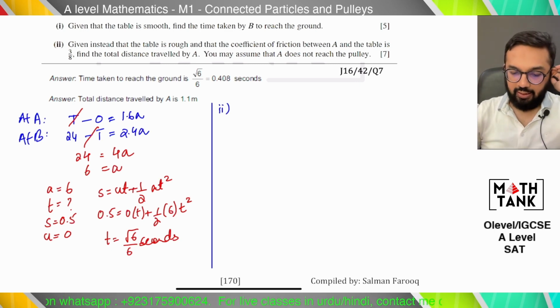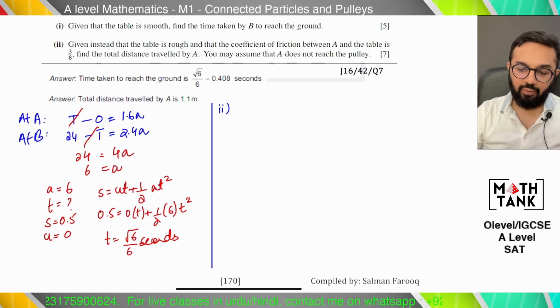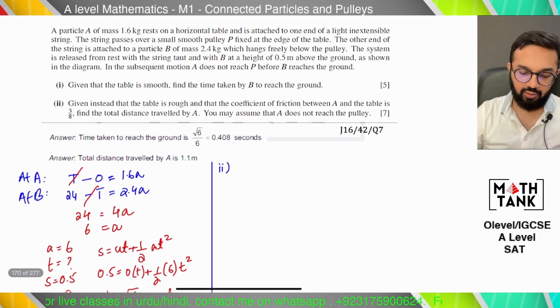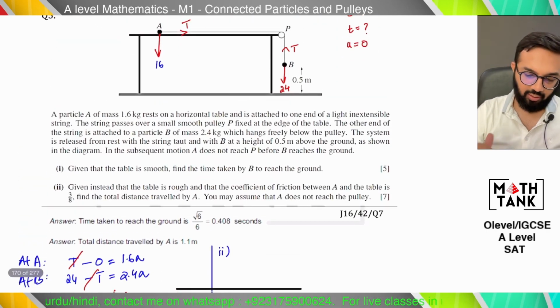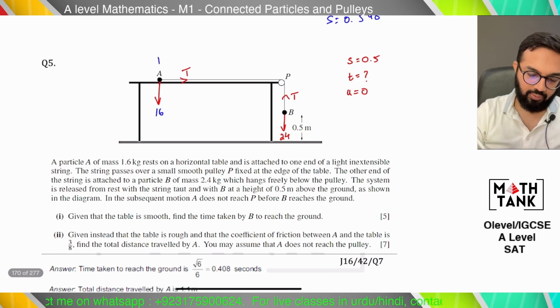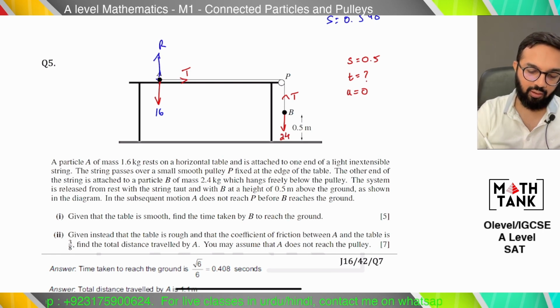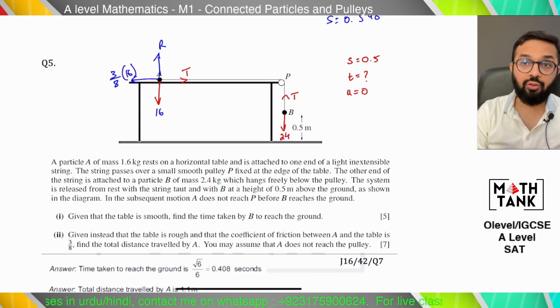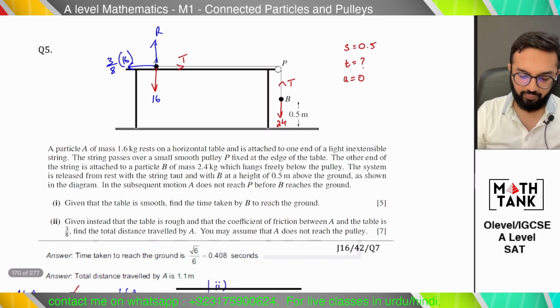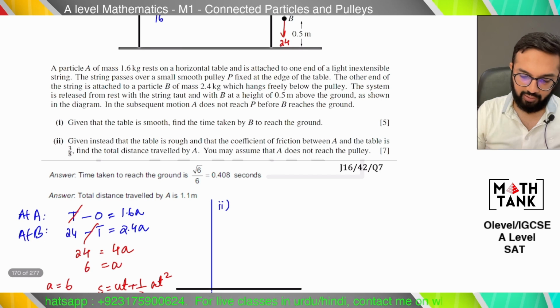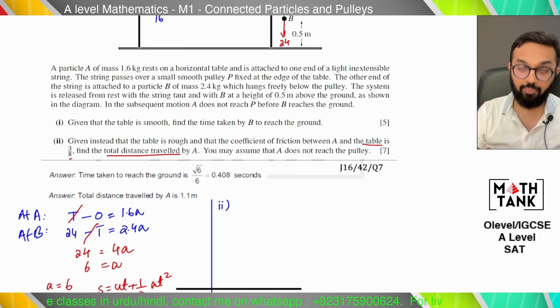Given instead that the table is rough and the coefficient of friction between A and the table is 3 over 8, so friction is 3 over 8 times R, which is 16. R has to be 16 because there are no other upward forces involved. Find the total distance traveled by A.